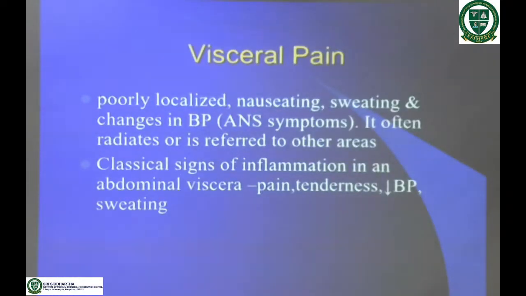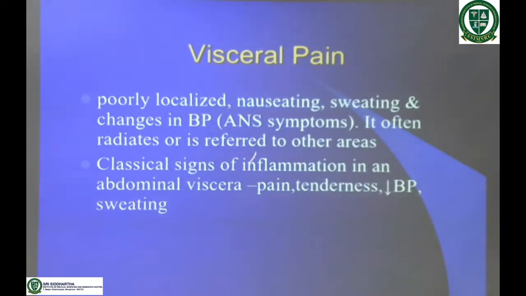Next, coming to visceral pain. It is poorly localized, with nausea, sweating and changes in the BP, that is autonomic nervous system symptoms of pain. It often radiates or is referred to other areas. Visceral pain will be referred to other areas. The underlying pain will be one, but it will show in another place as a shooting pain. That is referred pain. Then a classical sign of inflammation in an abdominal viscera may be the sign. You know the difference between a sign and a symptom. The symptom is what the patient tells you regarding the pain and the tenderness, but a sign is what you elicit when you examine the subject.